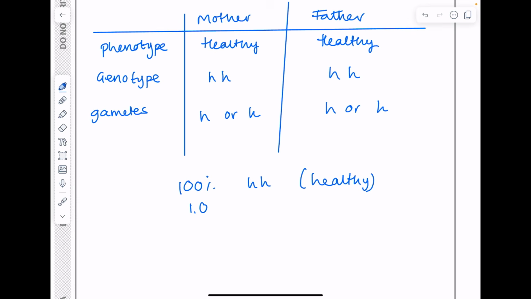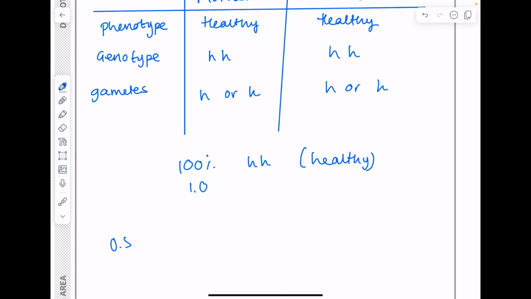And then this thing about having a boy, remember there's a 0.5 chance of having a boy, 0.5 chance of having a girl. So because it's probability and you need both to be true, that they're healthy and a boy, you multiply the two together based on maths probability, and the answer here is 0.5.